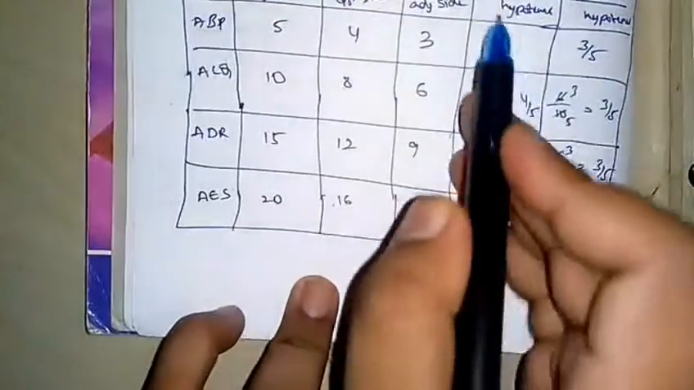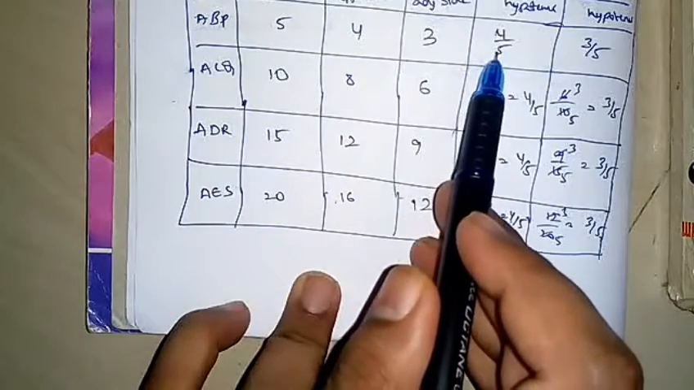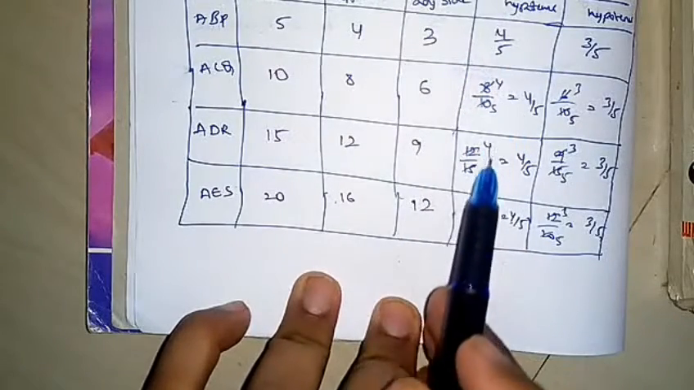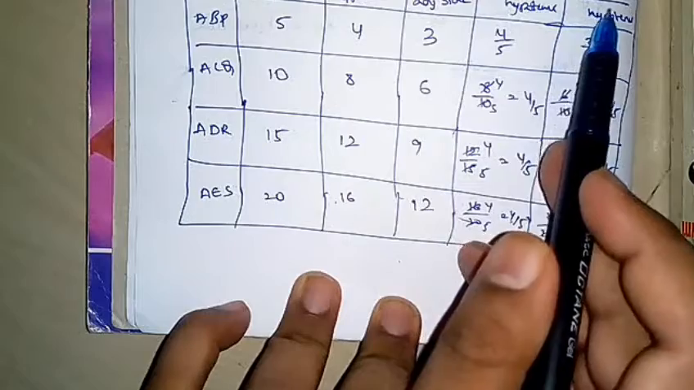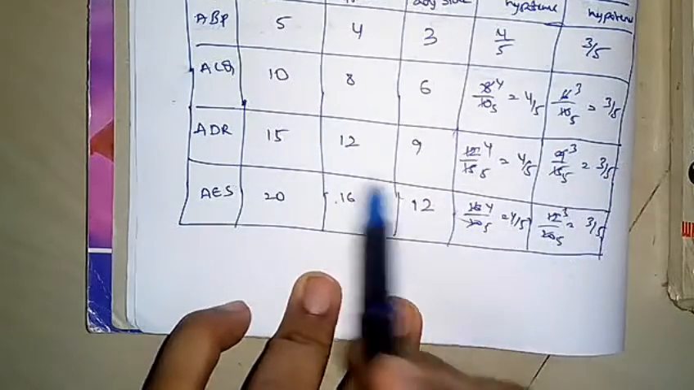Now what you have to observe is the ratio opposite side by hypotenuse is constant. We got it as constant 4 by 5. Everywhere you got 4 by 5. And adjacent side by hypotenuse is also 3 by 5, which is constant in all these triangles.